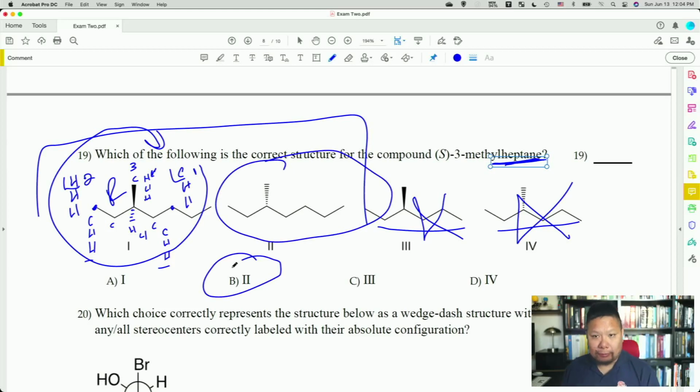Okay? And you can check that if you want to, but remember what I said before. If you want to just change from R to S, you just make the constituent that is pointed outwards pointed backwards, right? And that's how you make the switch between the R and the S configurations.